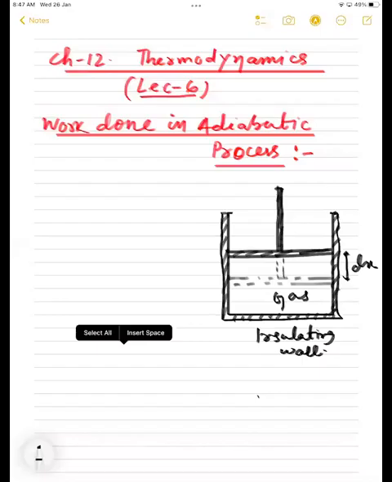It's in continuation. Let's start today. Work done in adiabatic process, right? We have also derived the formulas for work done in previous cases. Let's just stick to adiabatic process, right?